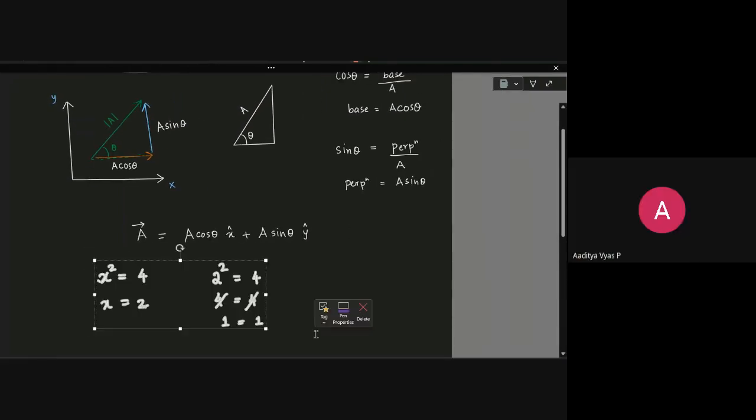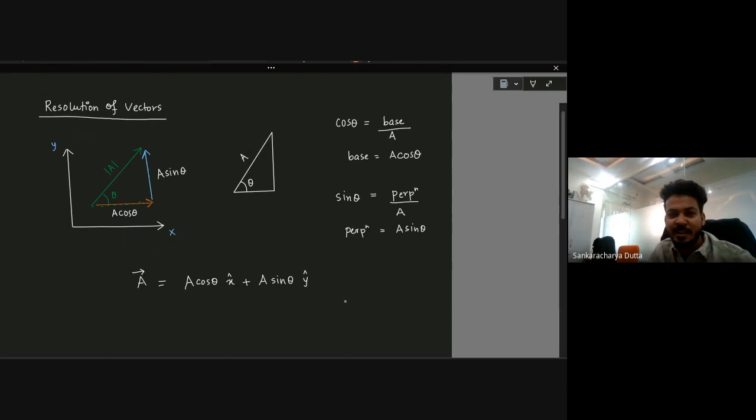Yes, sir. Okay, you solved an equation here. You did not know the value of base in the beginning. You found out it is A cos theta, and you back substituted into the same question again, and you're saying 1 is equal to 1. So that was the mistake. Okay, other doubt? Yes, sir.